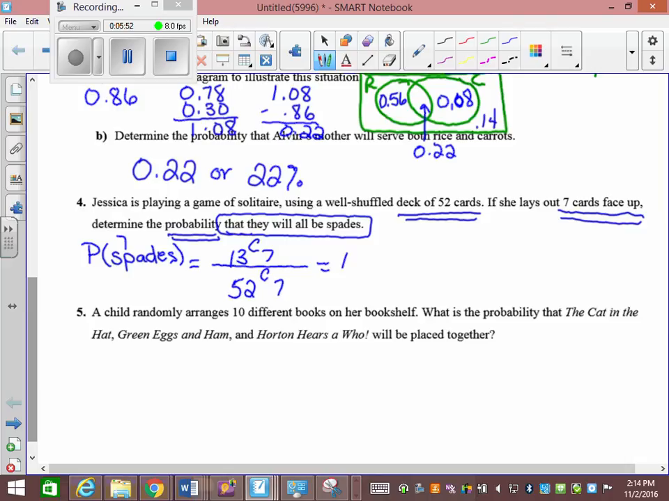So you would get 1.28 times 10 to the negative 5. I'd accept that, or I'd accept 0.0013%.